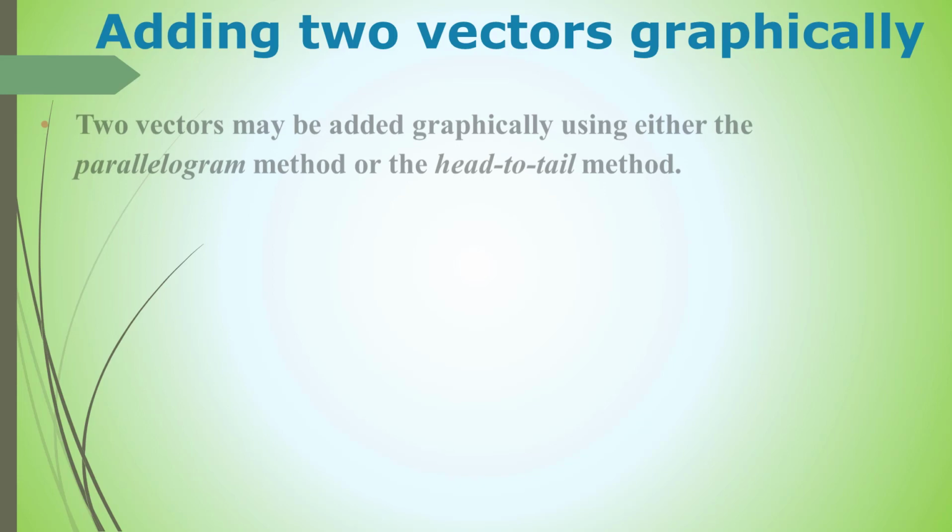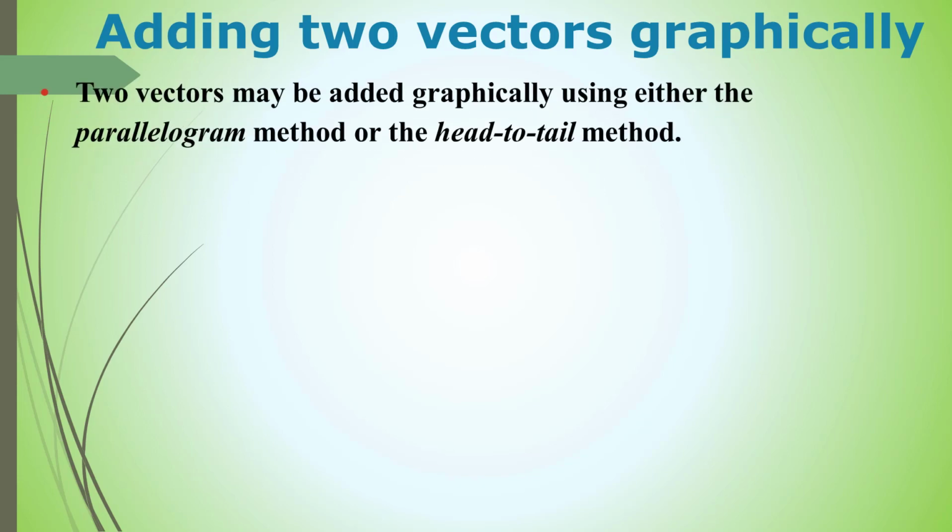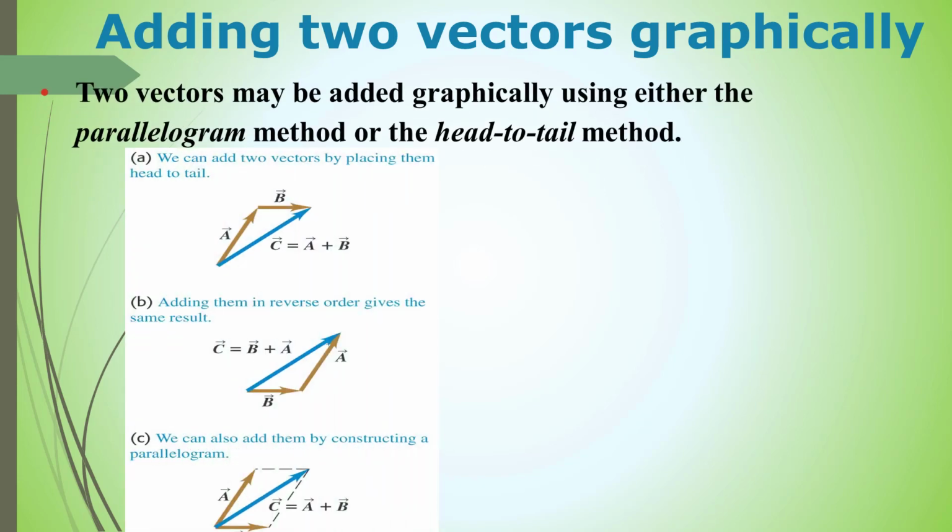So we can add two vectors either by the law of parallelogram or by the head to tail rule. You can see we can add AB by the head to tail rule. Here a plus b gives us c, which is equal to a plus b, or we can add b plus a, that will again give us c, or we can use the law of parallelogram.